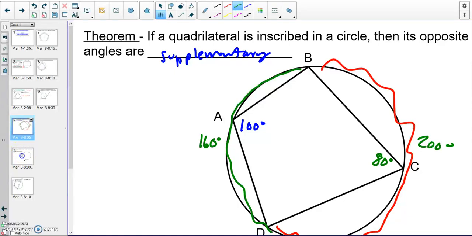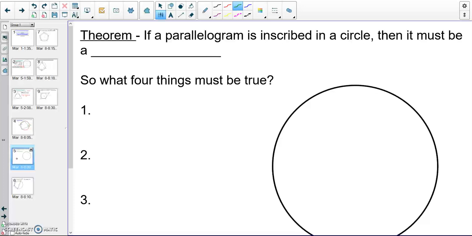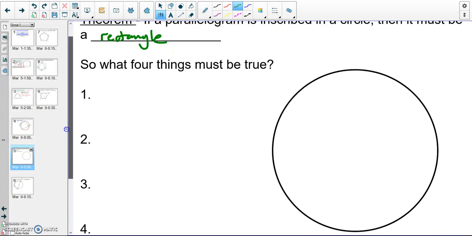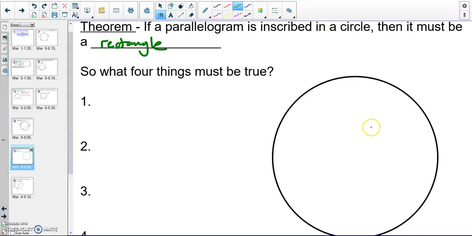Cool? Okay. Now, if a parallelogram is inscribed in a circle, then it actually must be a rectangle. You can try all day to draw a parallelogram that's not a rectangle, but it will never be actually inscribed in the circle.